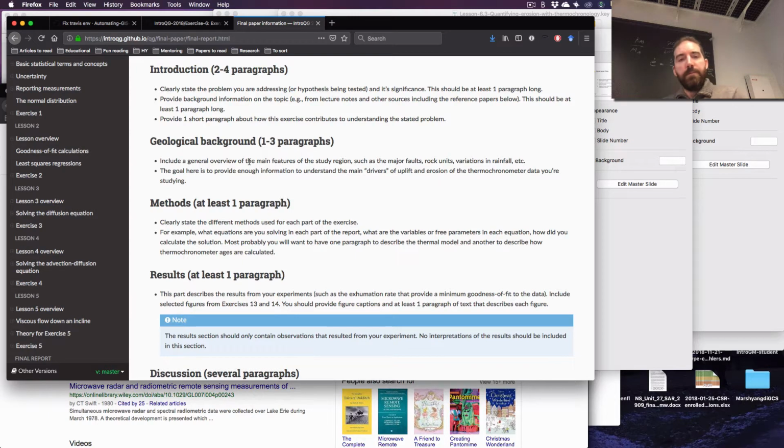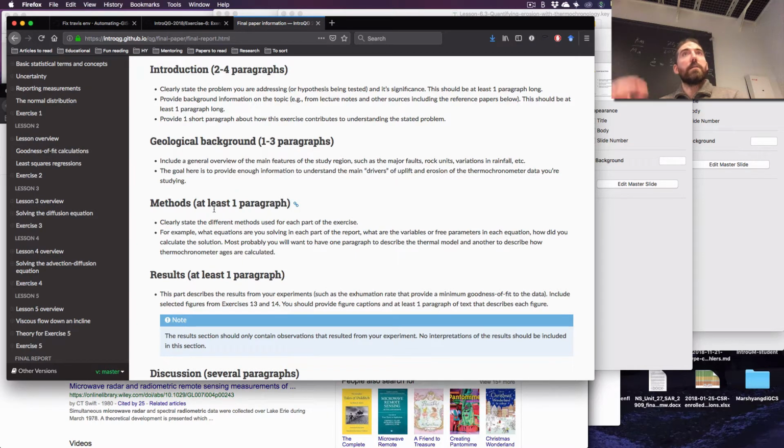But the geological background should give the reader some information about the tectonic history, the climate, or erosional history of this area. And you can get that mostly from the papers that I've listed, although you're certainly welcome to look up some of your own articles if you're interested.